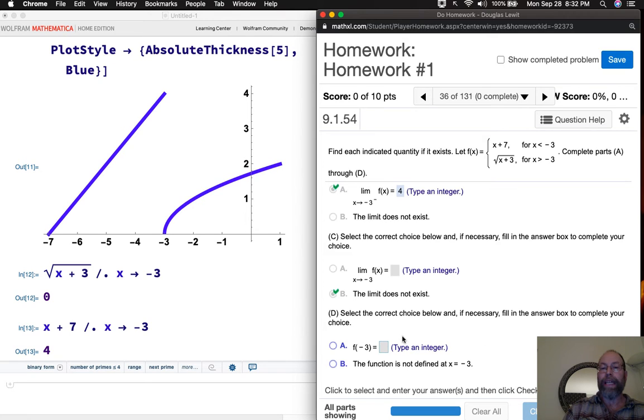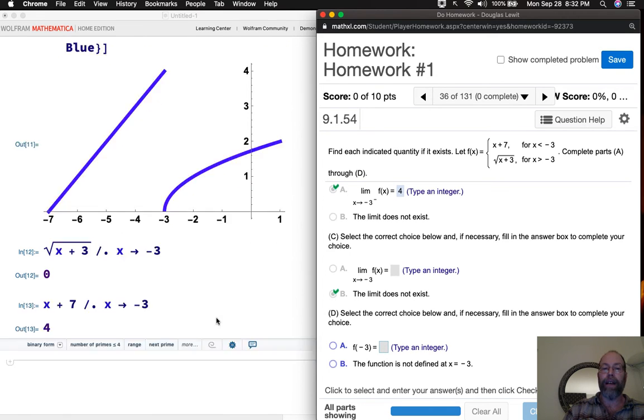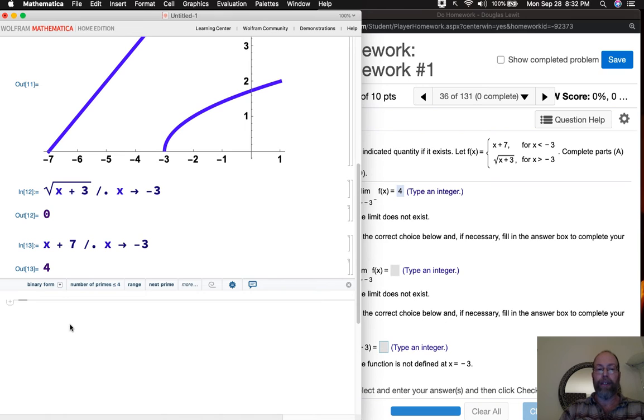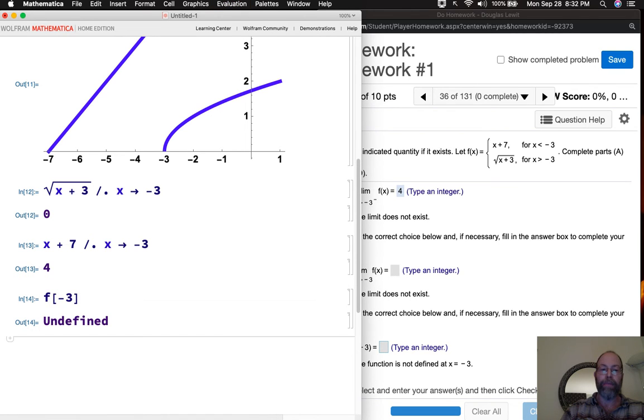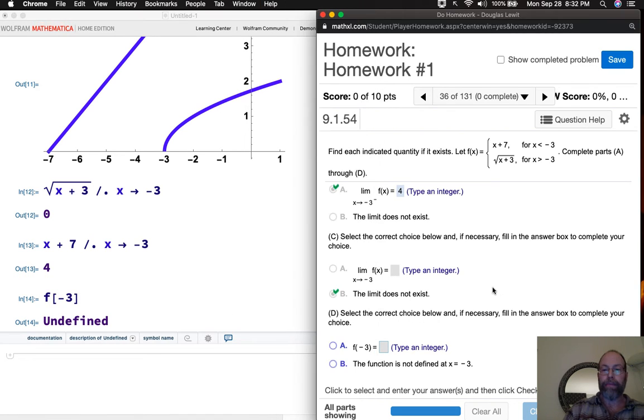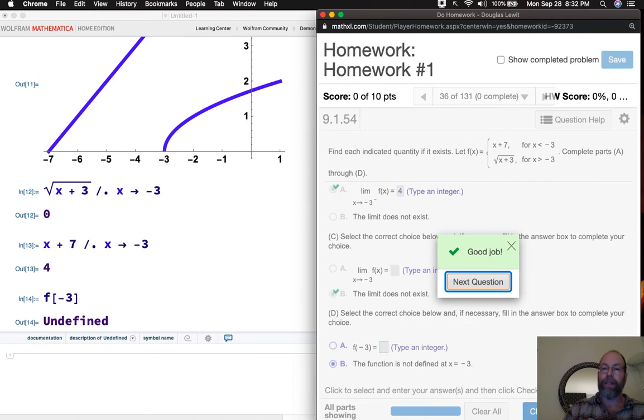Okay, so here, you can see from the function definition, f of negative 3 is undefined. f of negative 3 is undefined. So we can see that here. What is f of negative 3? It's undefined. And if there is no limit at f of negative 3, that means the function is not defined at x is equal to negative 3. So we know that that's correct.